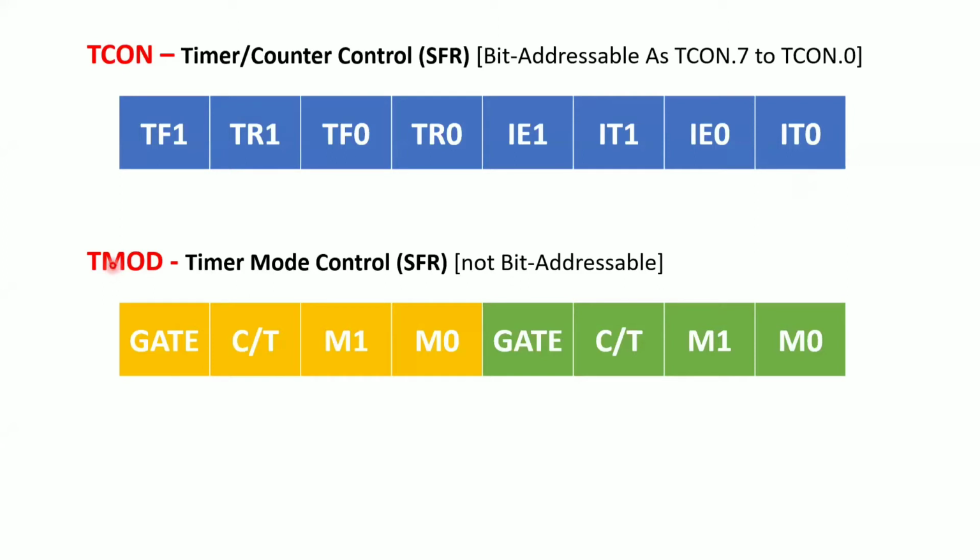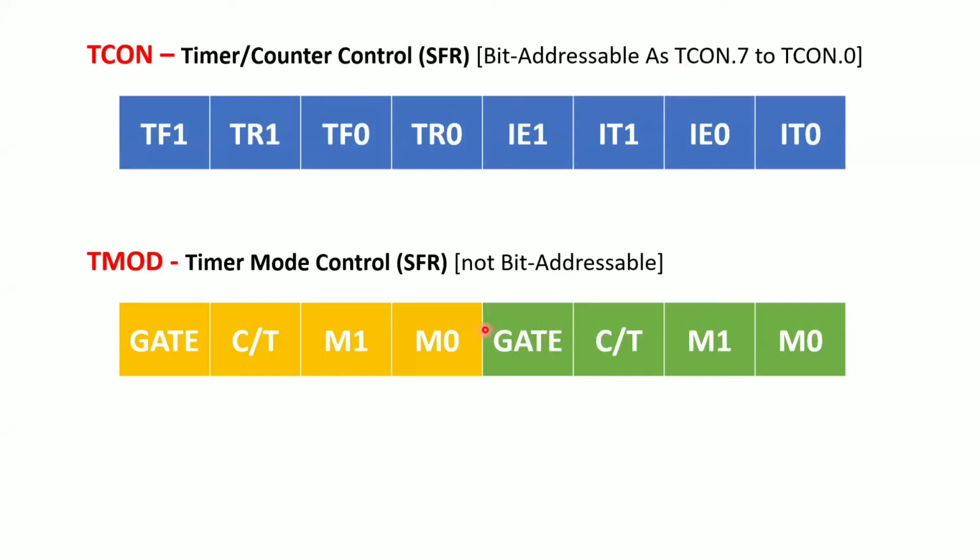Coming to TMOD, the name itself indicates timer mode control. That means there are 4 modes of operation of your timer, and those modes are controlled by this register. The TMOD register is not bit addressable. That means it has 8 bits, but we cannot access each bit at a time. In the TCON register, I can access each bit at a time, that is a bit addressable register. But this one is not bit addressable, it is byte addressable.